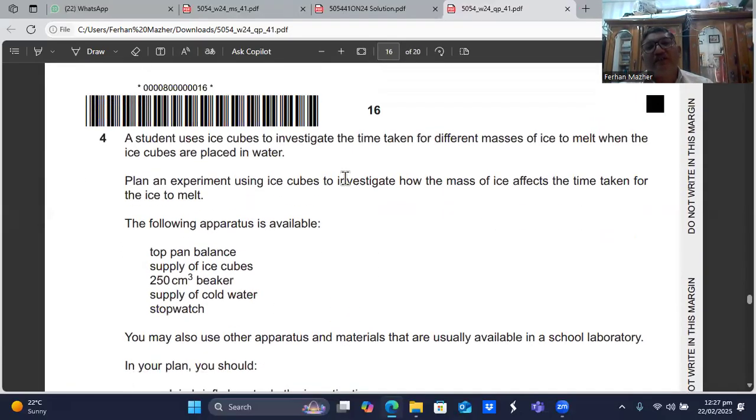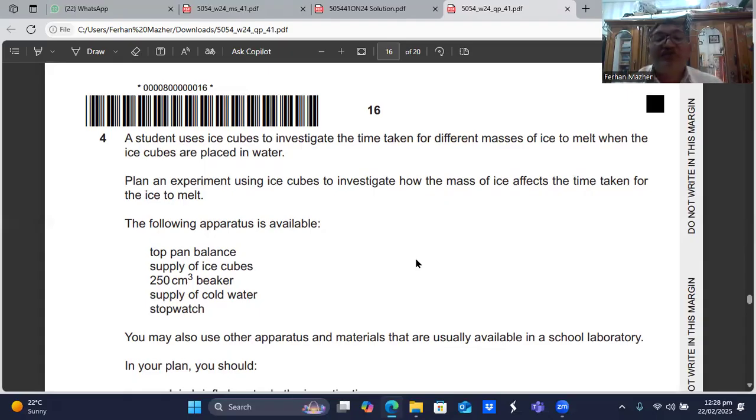Now we are going to the next question, question number 4, and this is what we call the planning questions. This is a new type of question which has been added to your paper since 2023. You have to plan an experiment. You have to write a plan for an experiment. A student uses ice cubes to investigate the time taken for different masses of ice to melt when the ice cubes are placed in water.